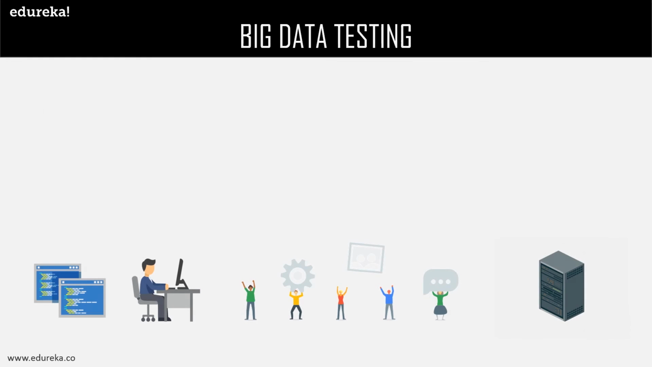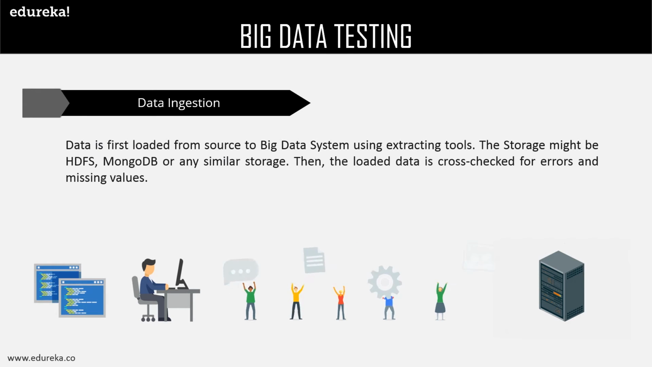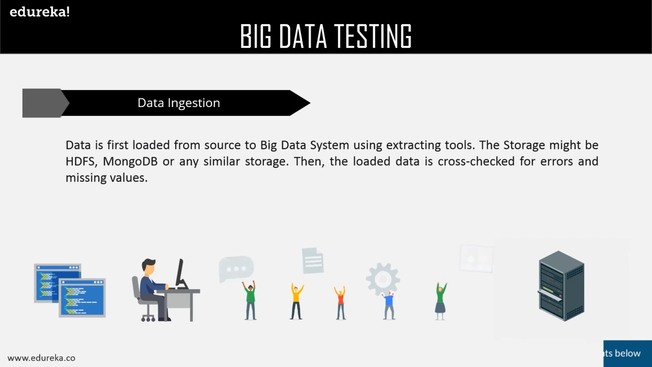So the general approach in big data testing involves three stages. Firstly, the data ingestion stage. In the data ingestion stage, the data is first loaded from the source to the big data system using extracting tools. The storage might be HDFS, MongoDB, or any other similar storage. Then the loaded data is cross-checked for errors and missing values. The basic example for data ingesting tools is Talend.